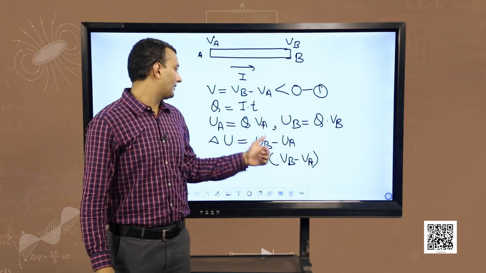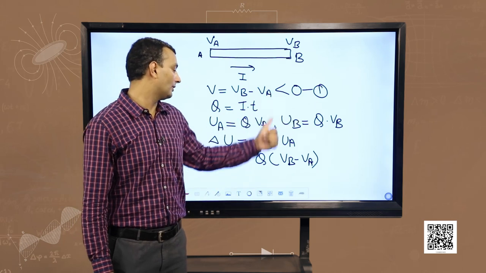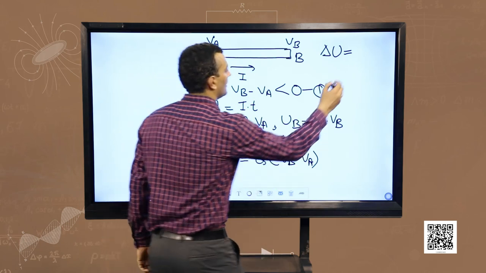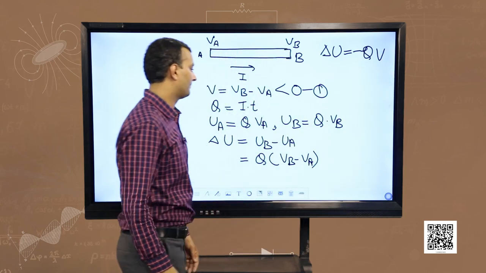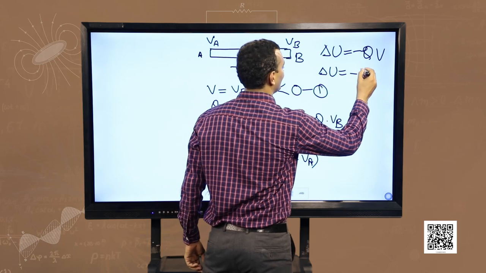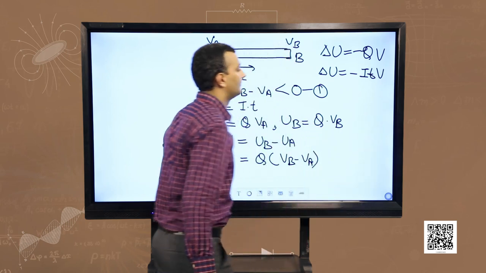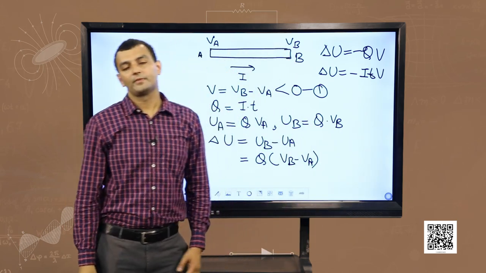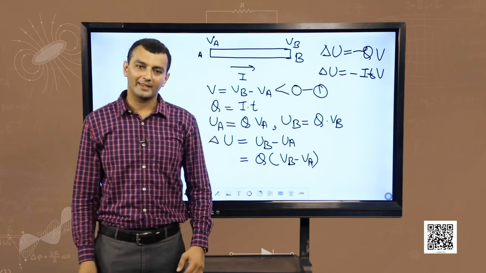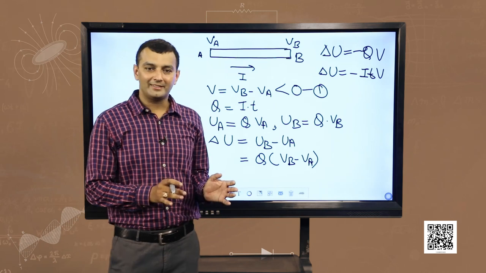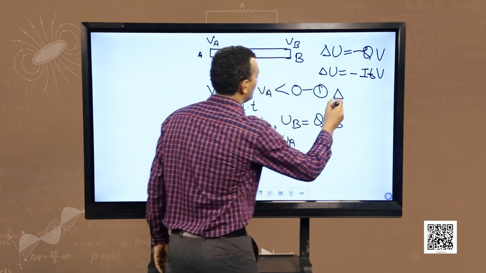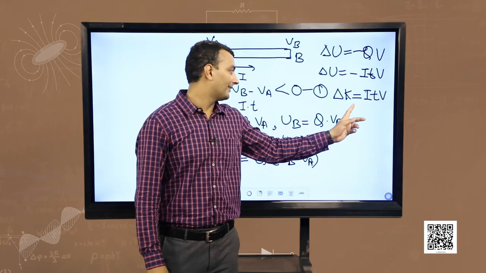As we have already understood, let us number this as equation 1. From equation 1, VB minus VA is a negative number. So, putting its value as minus V, we get the change in potential energy as minus Q V. Also, Q equals IT. So delta U becomes minus I T into V. If the potential energy is decreasing, then from conservation of energy, we can say that the kinetic energy must be increasing by the same amount. While saying that, we have considered that there is no loss of energy. So in that case, the change in kinetic energy should be this much, that is I T into V.